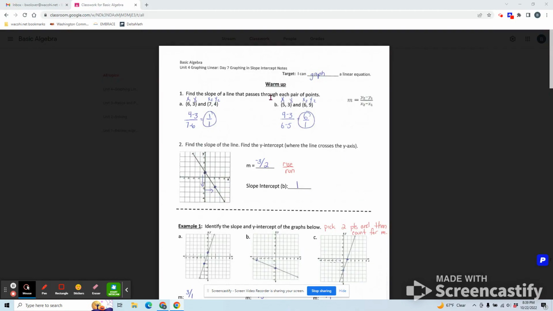Today we're going to talk about graphing in slope-intercept form. So this top part, the warm-up, is just getting us ready to talk about the slope, which is your rise over the run, which we're going to use.